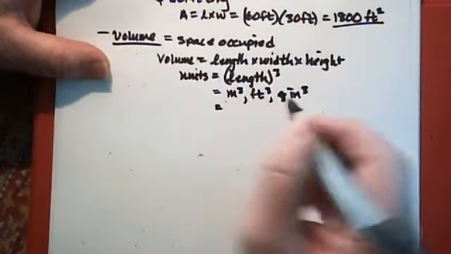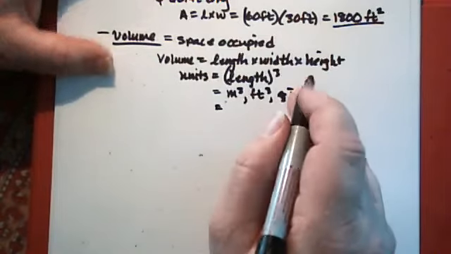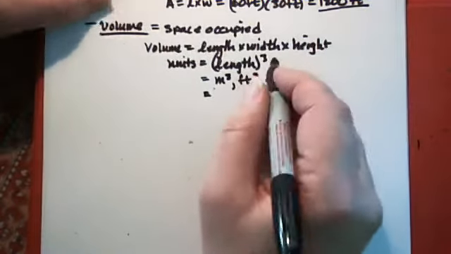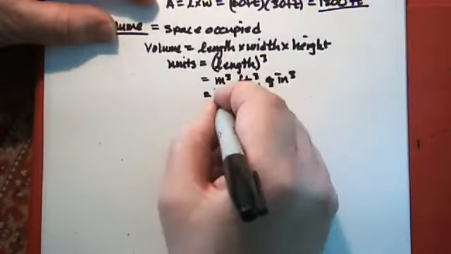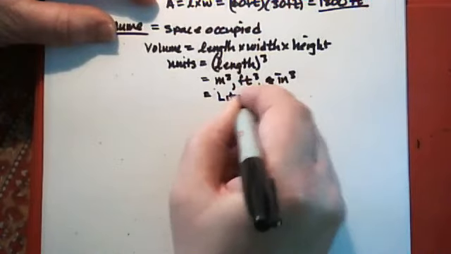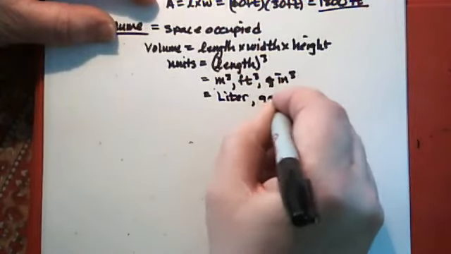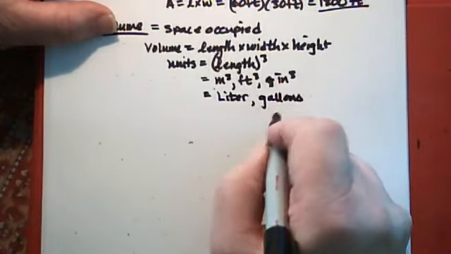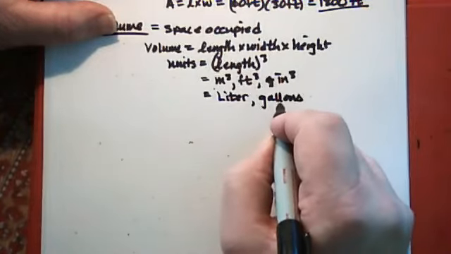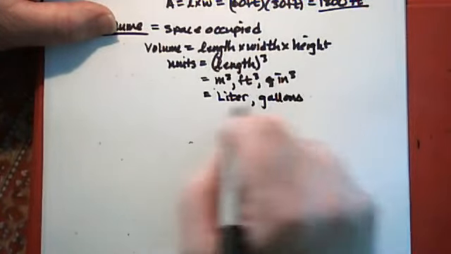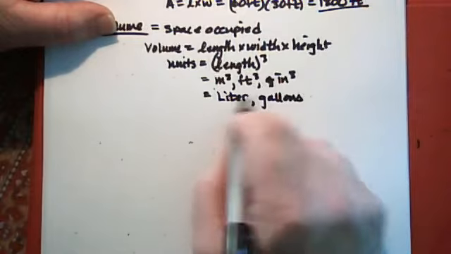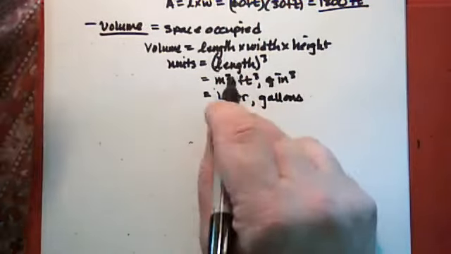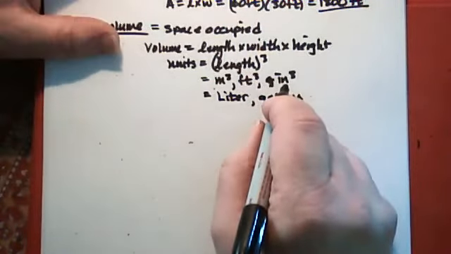But also there are some special units for volume, more than there are for area. Special units for volume would include liters and related units like milliliters, or gallons and related units like ounces. So those are special units. They're volumes, but they are not explicitly length units to the third power.